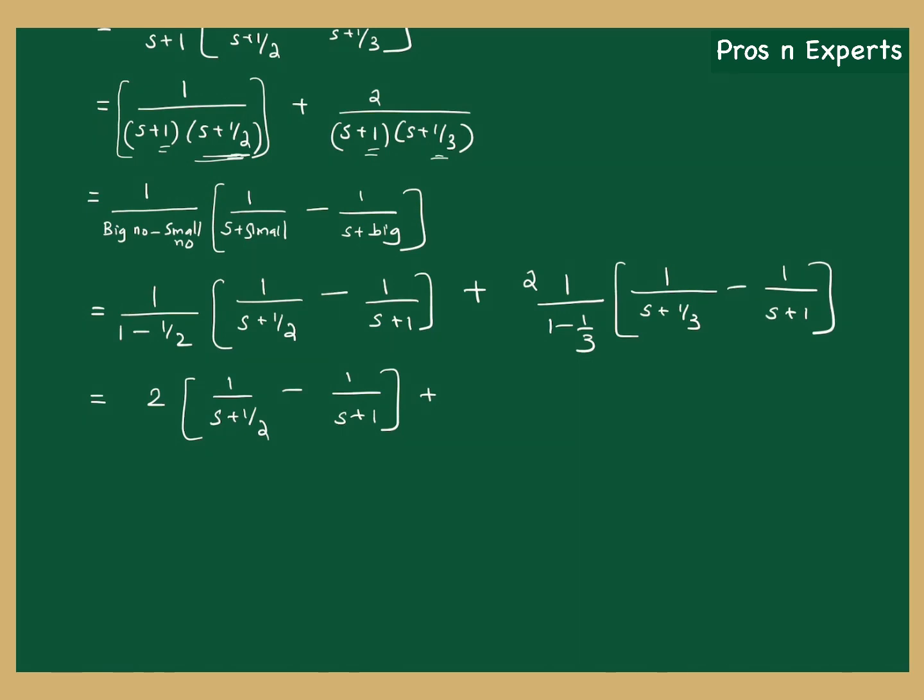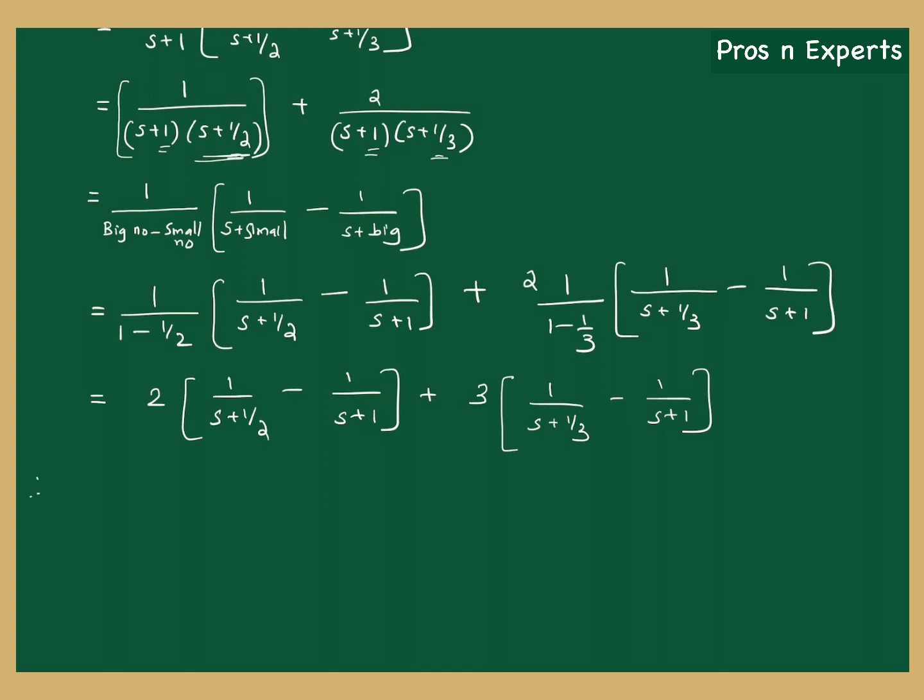It should be 3, right? So 3 into 1 by s plus 1 by 3 minus 1 by s plus 1. Now look at all the terms. All the terms are non-Laplace transform. So it is very simple to calculate the inverse Laplace transform by observing.